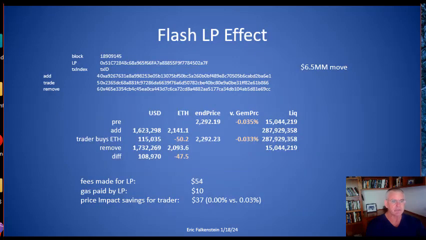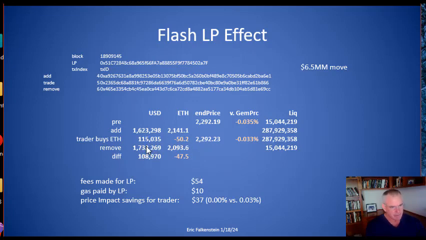Here's an example. I took one flash trade, and here this is a PowerPoint. You can download this. So this guy here, this is on, I think, January 9th, anyway, last month or so. He adds basically $6.5 million, right? Which is 1.6 million USD, a bunch of ETH. And he gets in there right before this person makes a trade. And this person takes ETH out. So they're buying, all right? They're taking ETH out of the pool. They're buying $115,000 worth of ETH.